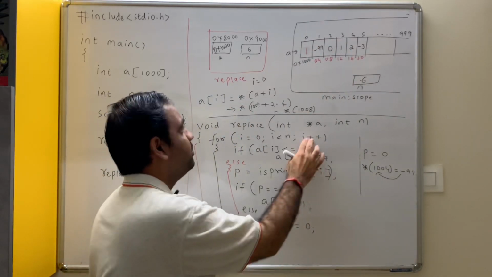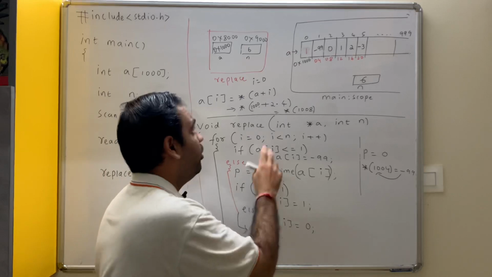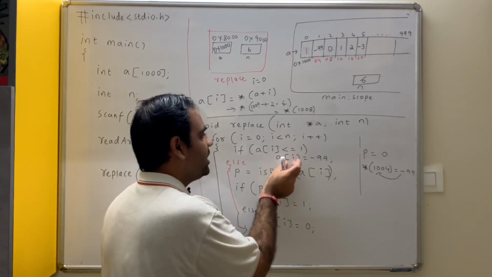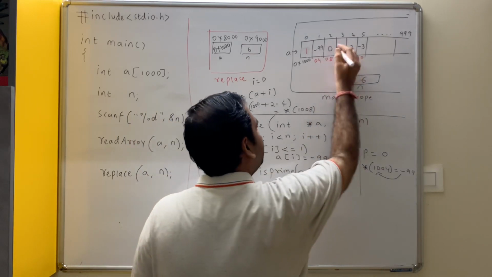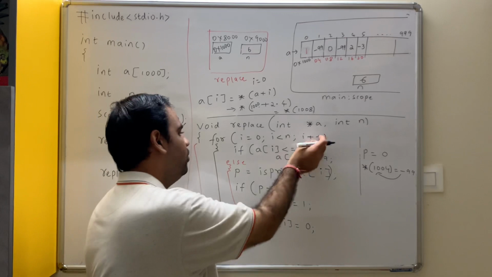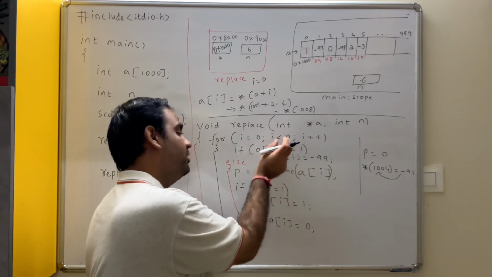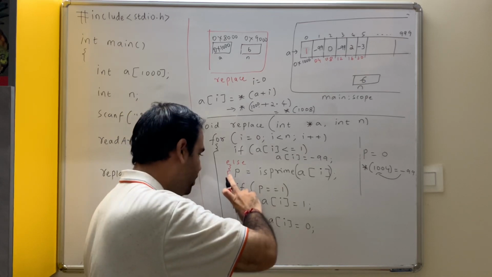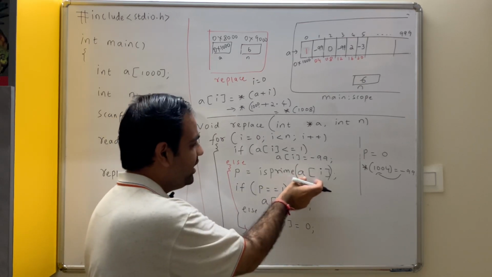Next again I plus plus, the value of I will be 3. A of 3 is 1. 1 less than or equal to 1 is true. And then star 1012 is equal to minus 99. You have to do it according to the steps. I plus plus, 4. 4 less than 6 is true. A of 4 is 2. 2 less than or equal to 1 is false. You come to the else part and you say is prime of 2.